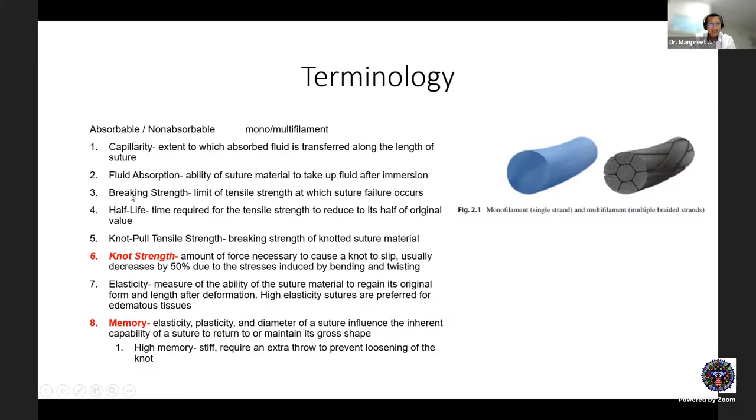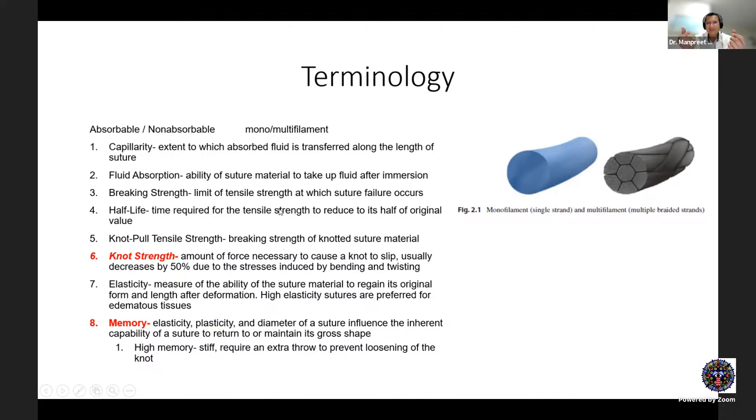Its terminologies are many. I'll not go into detail, but its functions are largely dependent upon its capillarity, fluid absorption, breaking strength or tensile strength, and half-life, where the tensile strength reduces to half of its original value. Then knot pull tensile strength, but the knot strength is a very important thing. That is the amount of force needed to cause a knot to slip. When we tie, it's not breaking, it's slipping. You have knotted two ends of a suture. What are the chances that this may slip? So that is very important.